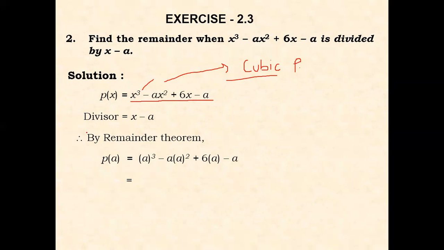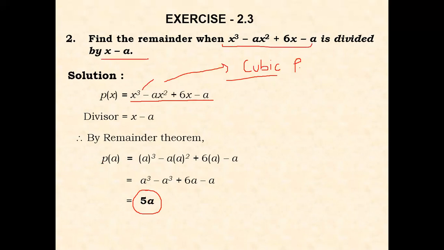Now, what we need to do next, x minus a is your divisor. You are supposed to find out the 0 of x minus a. So it will be a itself, right? So a you have to put everywhere in the given polynomial and you have to solve it. It's 5a. So your remainder is 5a. That is the solution when you divide your polynomial px by x minus a.